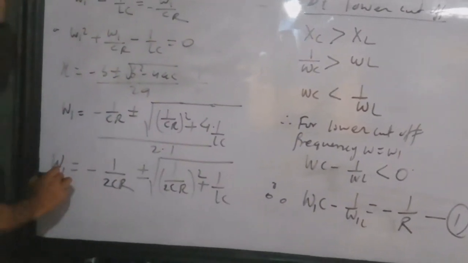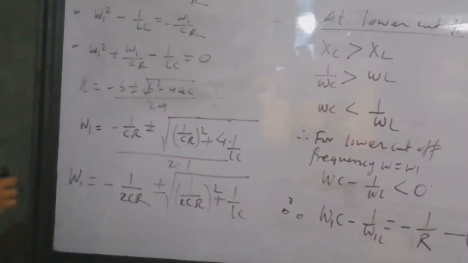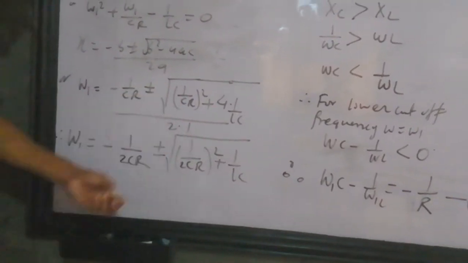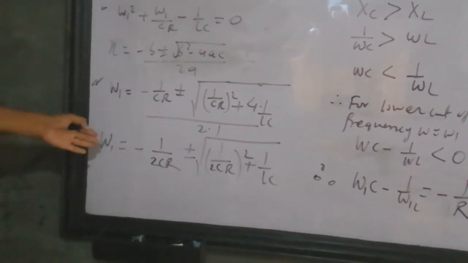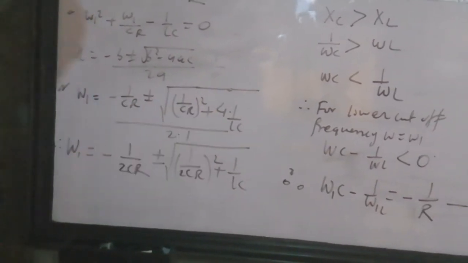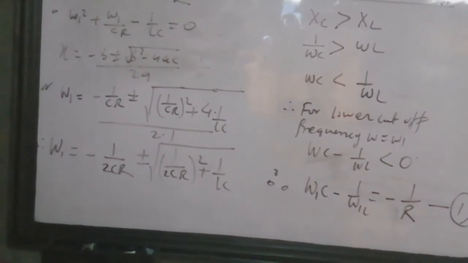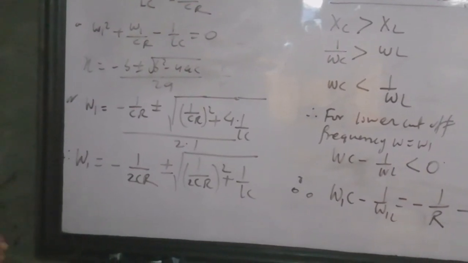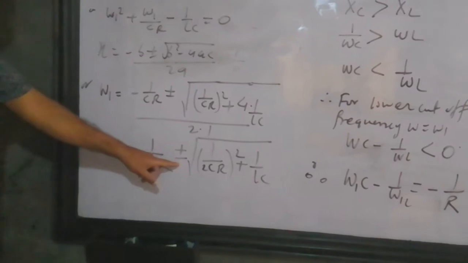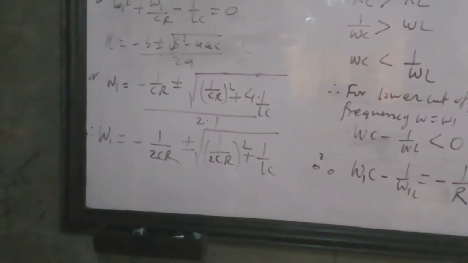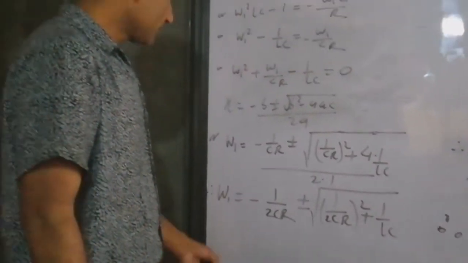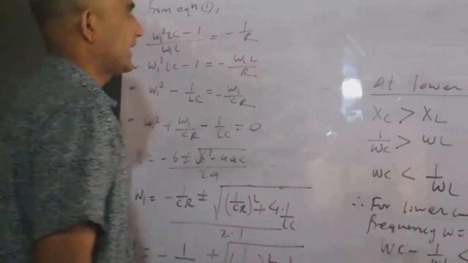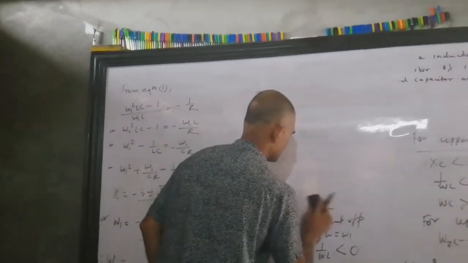So this is our lower cutoff, but there is still one problem. There is a sign of plus or minus, but we have only one unique cutoff frequency. You can't get two cutoff frequencies for the same component. So what can I do? Think a little bit and decide what sign we have to take. Yes, you got it. If I take the minus, then the frequency becomes negative, and frequency can never be negative. So I have to take the plus sign.